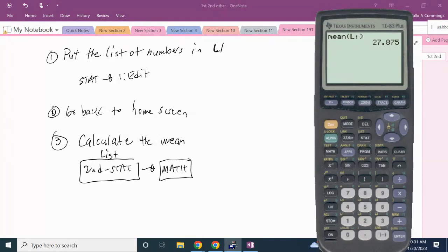What's next? The mean. Then it's the median, right? So I can go back into this list, which is above stat. So it's second and stat.